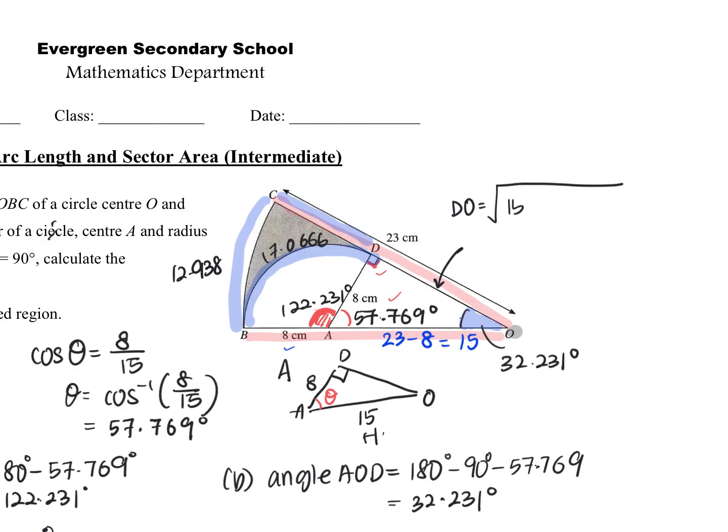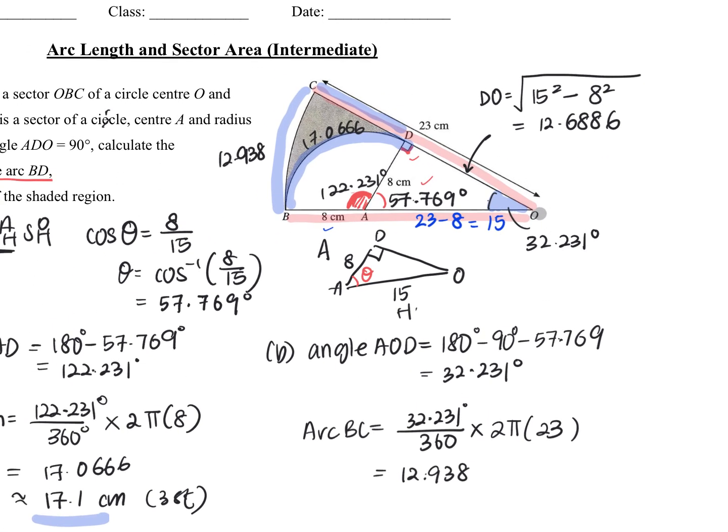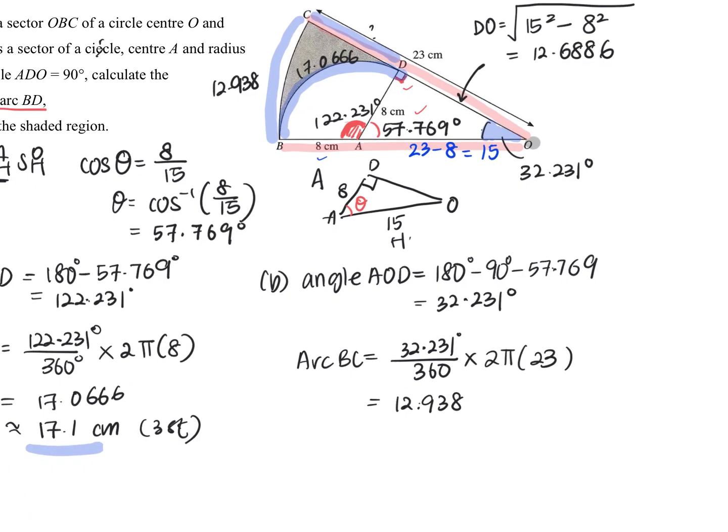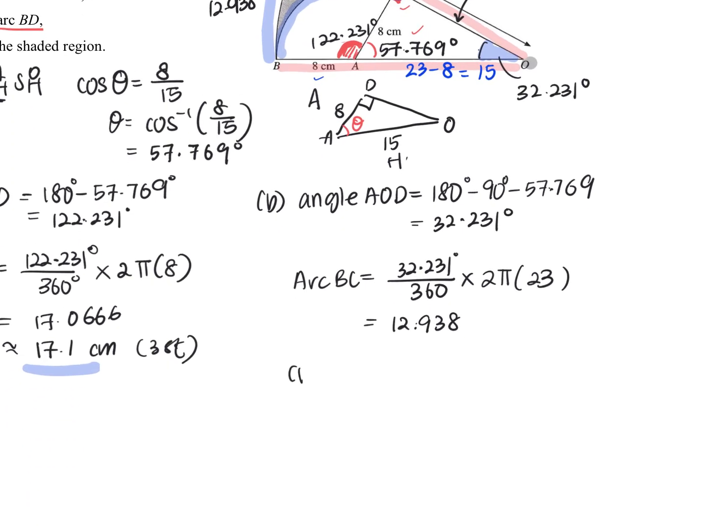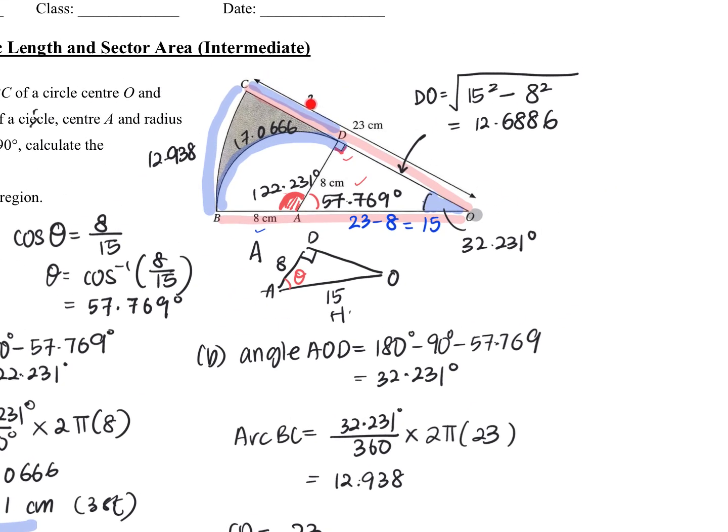So the radius, the hypotenuse, is 15 square, subtract away 8 square. That gives me 161. Square root of 161 to give me 12.688. Okay, around there. Right? So then, in order to find what is CD, I just subtract away. So CD is made out of 23. The whole thing is 23 cm. This part is 12.688. So you can find this one over here.